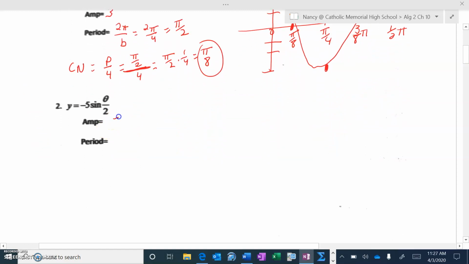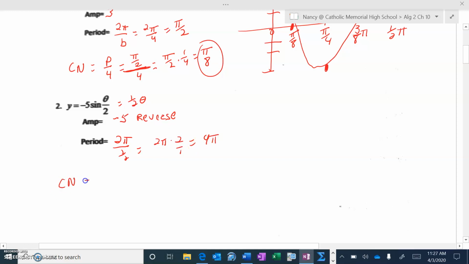This equation has an amp of -5, so it's a reverse sine graph. And this is the same as 1/2 theta. So your period is 2 pi divided by b, which is 1/2, which should be 2 pi times 2 over 1, which is 4 pi.